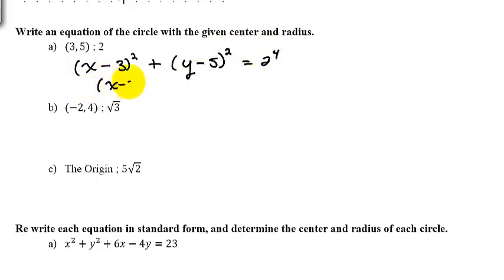So we have x minus 3, the quantity squared, plus the quantity y minus 5 squared equals 4. Whoops, I wrote my answer down there and not the square. So there we go.